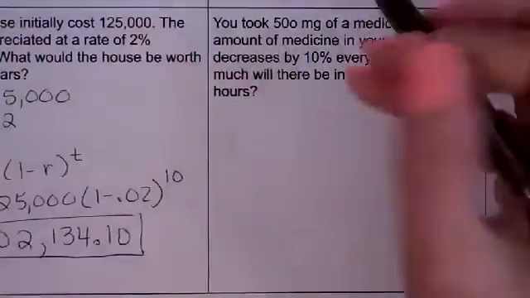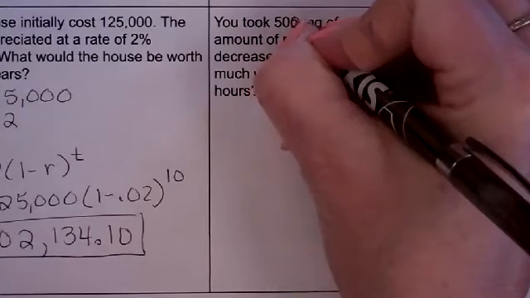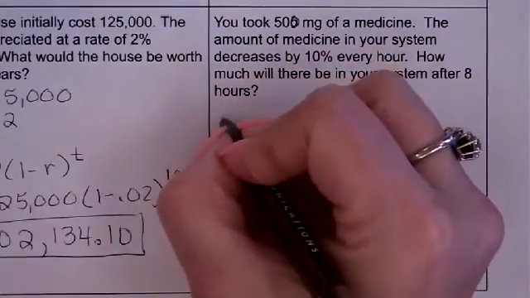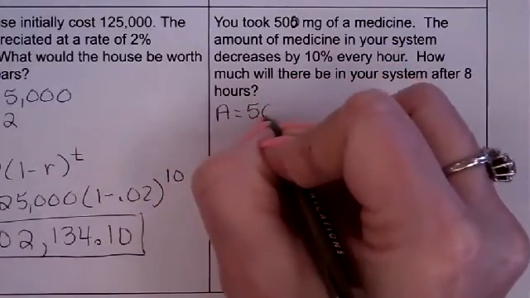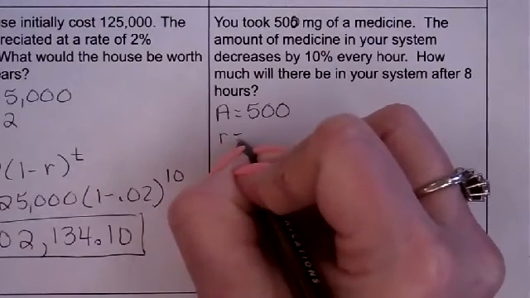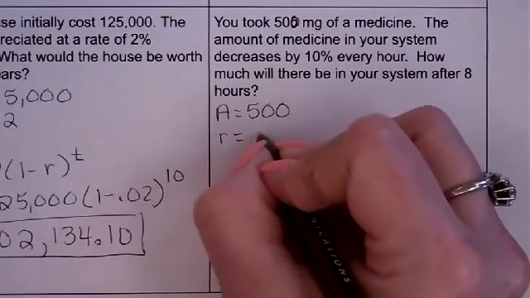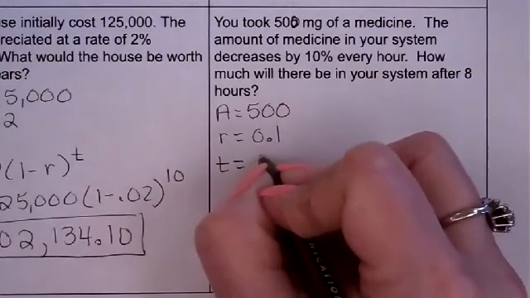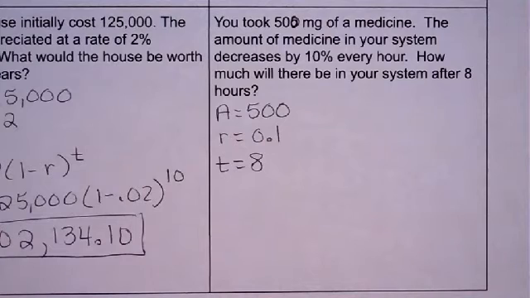You took 500, that is supposed to be a 0, not a lowercase I. You took 500 milligrams of a medicine. The amount of medicine in your system decreased by 10% every hour. How much will there be in your system after 8 hours? Okay, so how much medicine did we start with? We started with 500 milligrams. The rate that it's decreasing in our system is 10%, so that's 0.1. Our time now is 8. And again, our unit of time is different here because it's talking about hours and not years or days, but that's okay. The time unit is still 8.